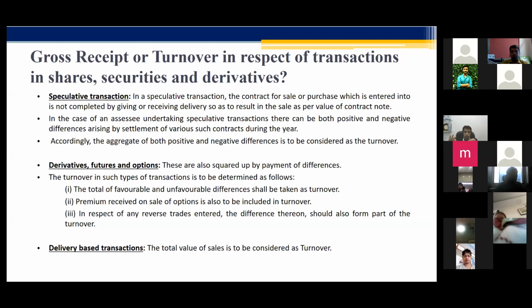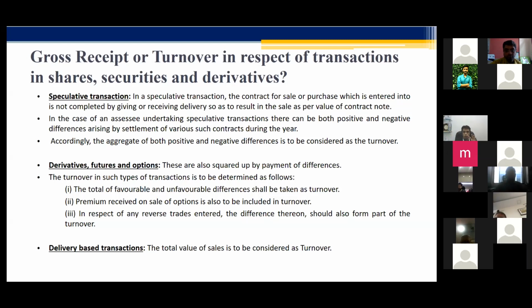The same will apply in case of derivatives and F&O transactions also, where the net transaction of an F&O is either positive or negative, either favorable or unfavorable. You have to aggregate those favorable and unfavorable transactions to arrive at the turnover. Only in delivery-based transactions, the total value of sales is to be considered as turnover.